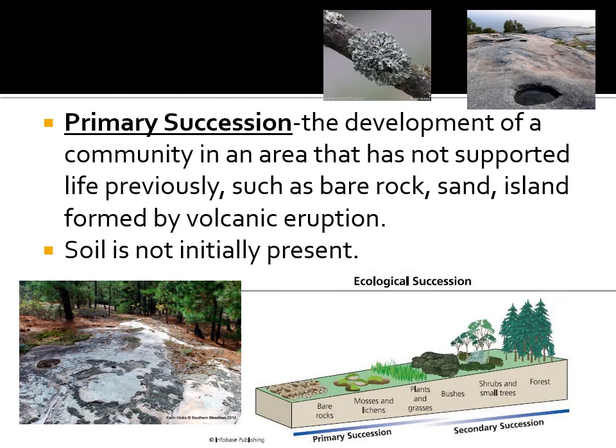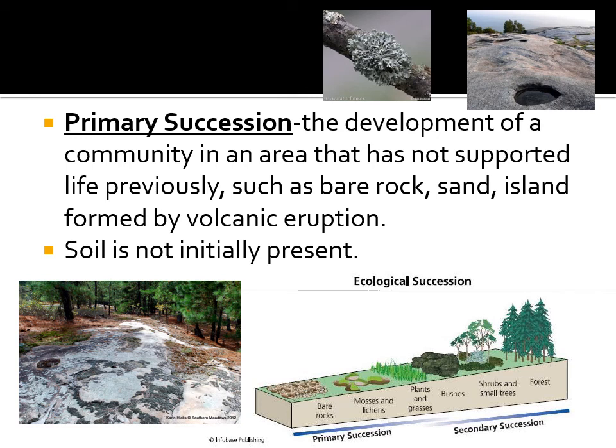Now, there are two main types of succession that we see. The first type is primary succession, and this is the development of a community in an area that has not supported life previously, such as bare rock, sand, an island formed by a volcanic eruption. So this happens where soil is not initially present. So where life has not existed yet before.